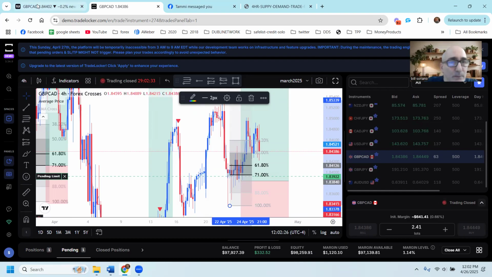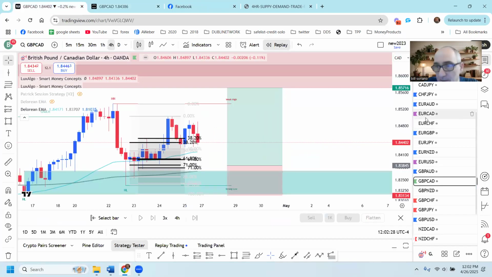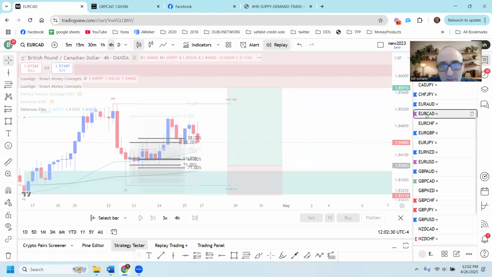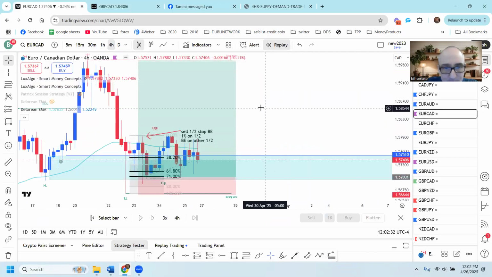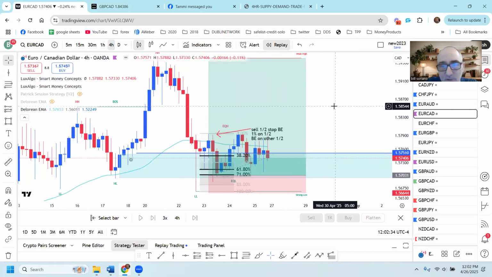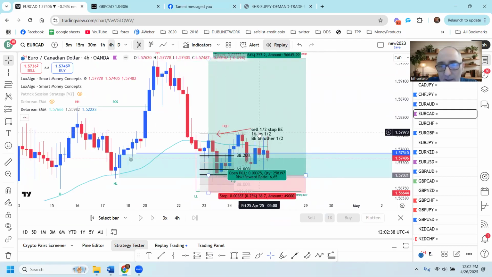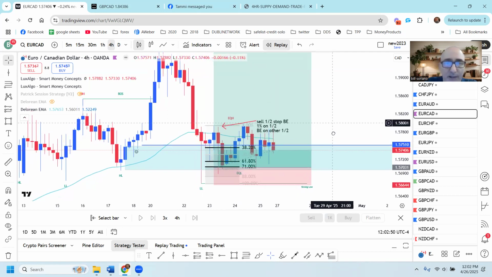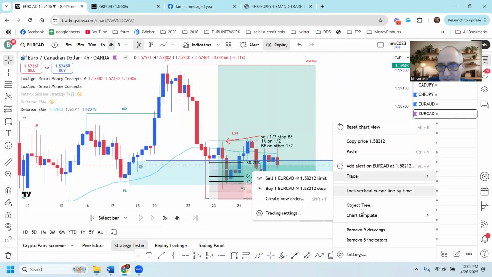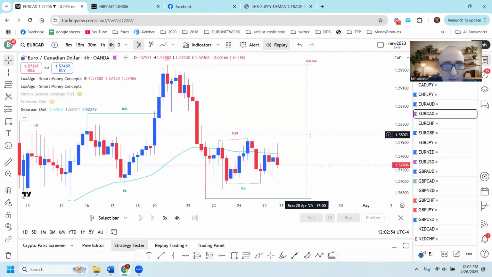Okay, let's look at one more here. This one was a little trickier, EURCAD. And you can see here on my chart that I have sell half the position right here, in profit, move stop loss to break even. So you make 1% on half of the position, and then you get stopped out at break even on the other half. So let me show you what this looks like here. And this will be the last one I do, guys.